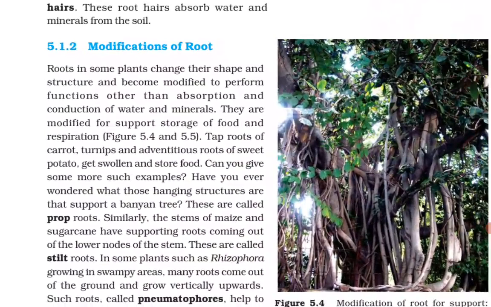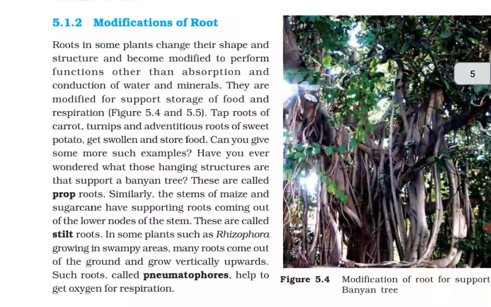Can you give some more examples? Have you ever wondered what those hanging structures are that support a banyan tree? These are called prop roots. Similarly, the stems of maize and sugarcane have supporting roots coming out of the lower nodes of the stem. These are called stilt roots.